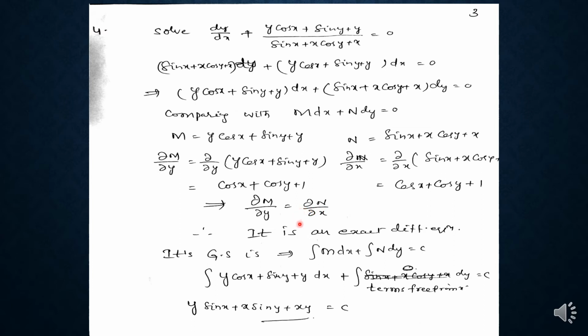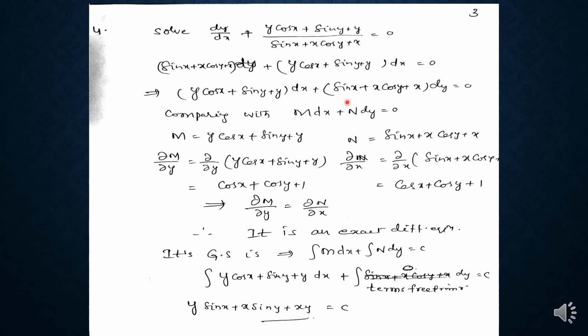Now go for the general solution. That is, its general solution is integral M dx plus integral N dy is equal to c. So what is M here? That is y cos x plus sin y plus y, dx, plus integral N dy. Here what is N? N is sin x plus x cos y plus x.